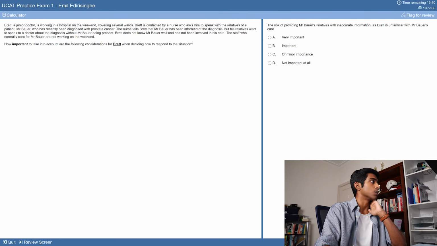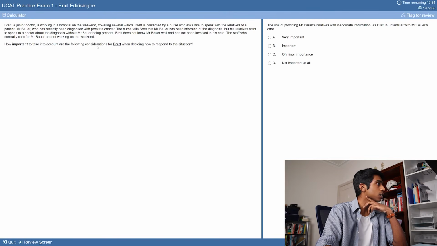Brett, a junior doctor, is working in a hospital on a weekend, covering several wards. He's contacted by a nurse who asked him to speak to the relatives. Mr. Brow has been informed of the diagnosis, but his relatives want to speak to a doctor about the diagnosis. Brett does not know Mr. Brow well, has not been involved in his care. Staff who normally care for Mr. Brow are not working on the weekend.